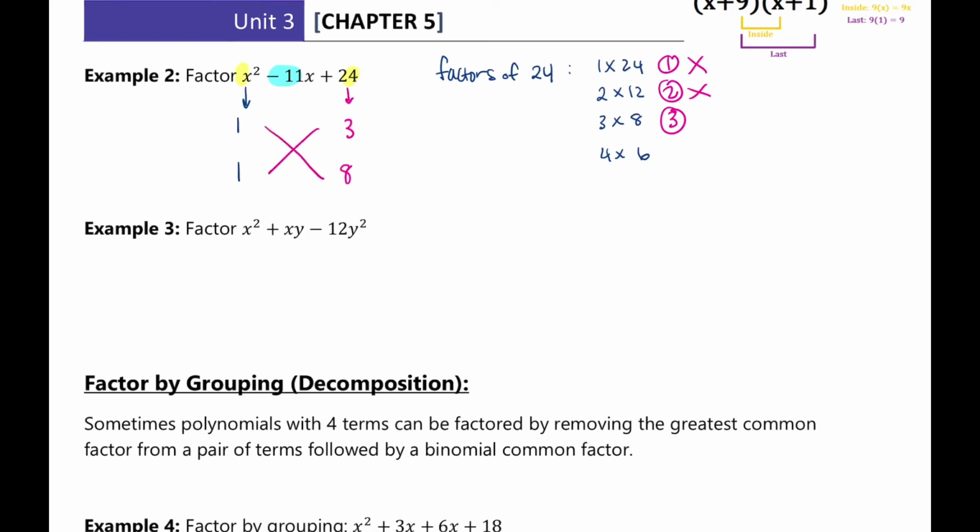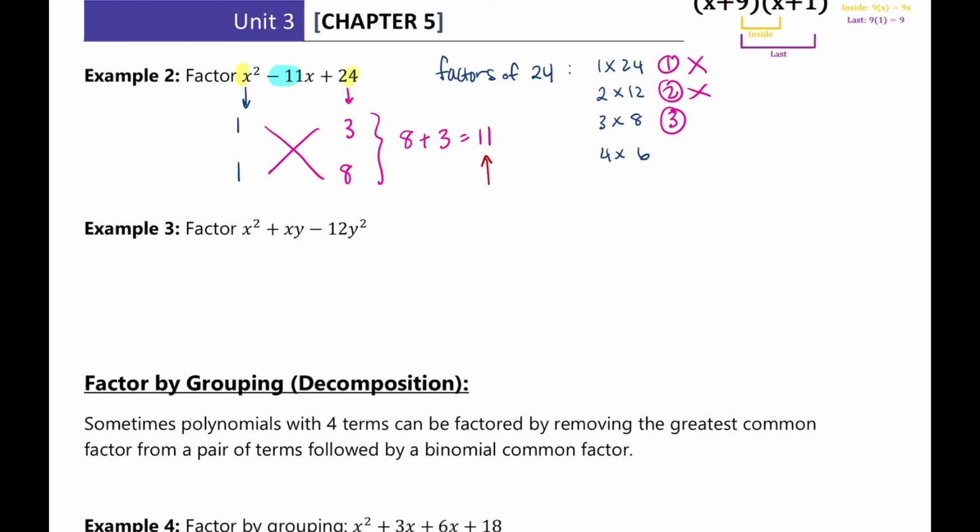Let's cross multiply and add. So we have 1 times 8 is 8, 1 times 3 is 3. We have 11. Okay, so we're very close. The only difference is that there's a negative in the middle term. So let's take a look at how we can make this number a negative number.